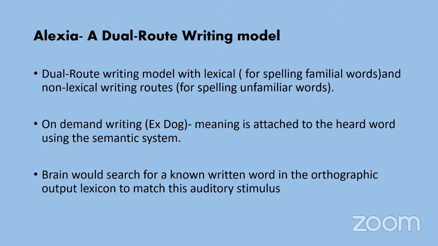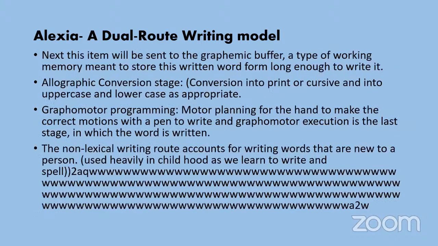There is a dual route writing model also. This dual route writing model has a lexical route for spelling familiar words and a non-lexical writing route for spelling unfamiliar words. For example, on demand, you write dog. The meaning is attached to the word using the semantic system. The brain would search for a known written word in the orthographic output lexicon to match this auditory stimulus, and I'll show you this in the model. Next, this item will be sent to the graphemic buffer, a type of working memory meant to store this written word form long enough to write it.